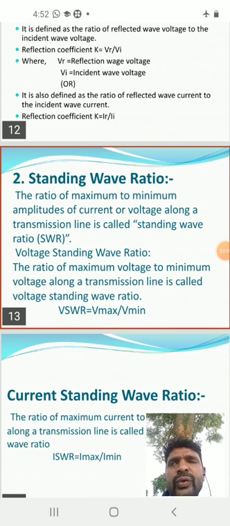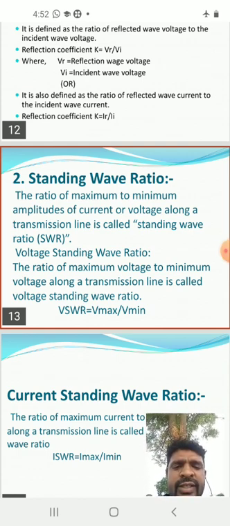Voltage standing wave ratio. It is the ratio of maximum voltage to minimum voltage along a transmission line. The ratio of maximum voltage to minimum voltage is called voltage standing wave ratio. VSWR equal to Vmax by Vmin, where Vmax is the maximum voltage and Vmin is the minimum voltage.